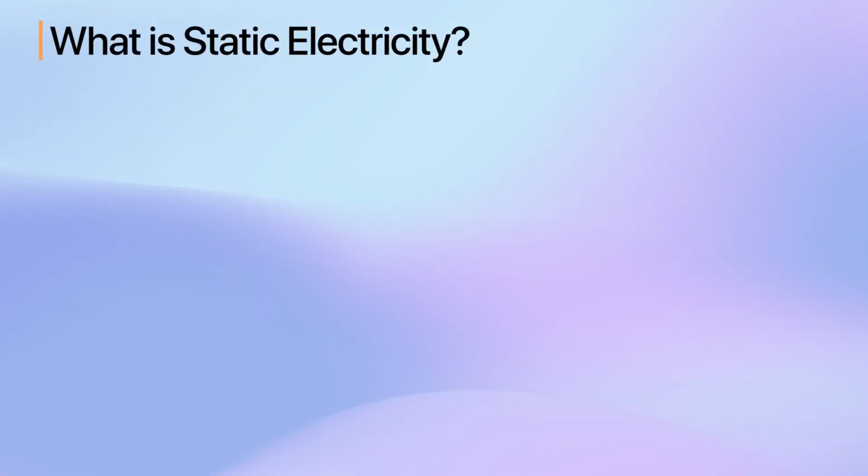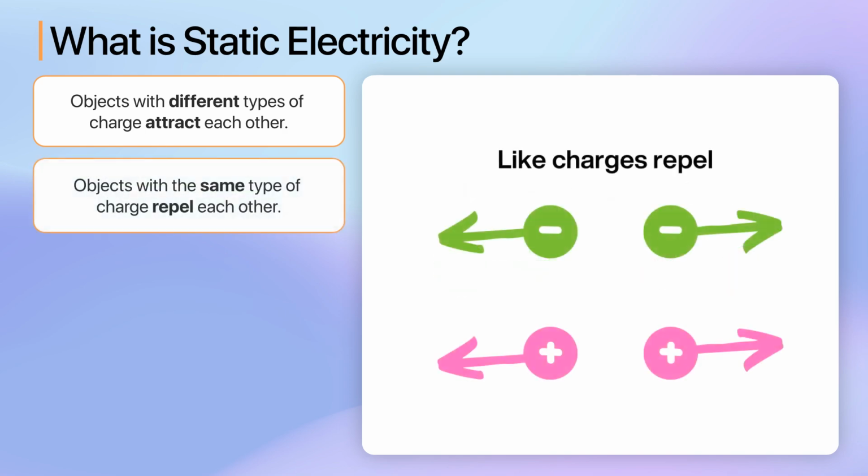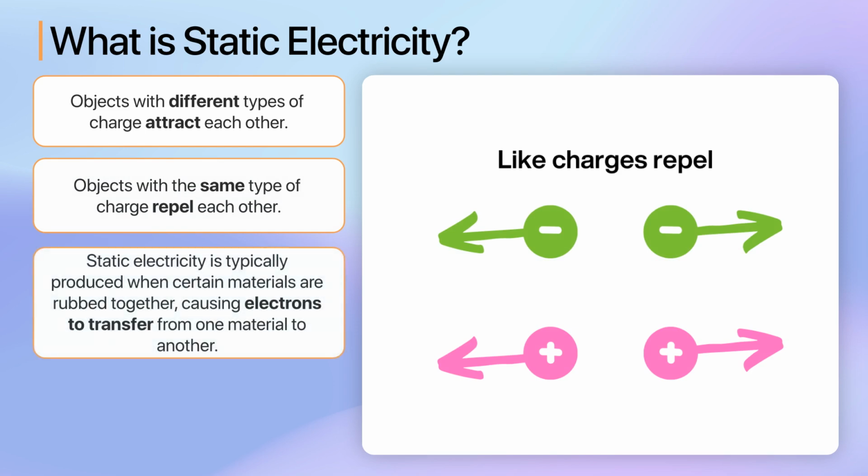Before we dive deeper, let's recall the basic principles of attraction and repulsion between charges. Objects with different types of charge attract each other. For instance, a positive charge and a negative charge will attract each other. Conversely, objects with the same type of charge repel each other. Two positive charges will repel each other, and so will two negative charges. Static electricity is typically produced when certain materials are rubbed together, causing electrons to transfer from one material to another.